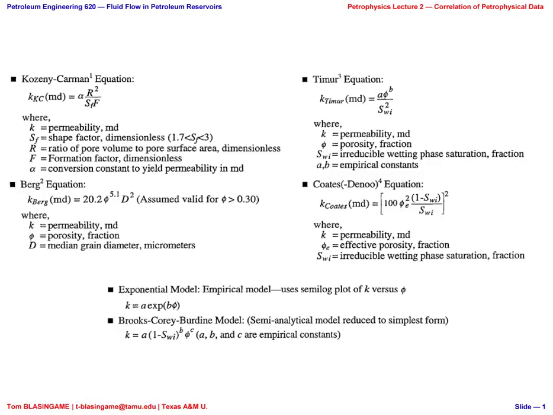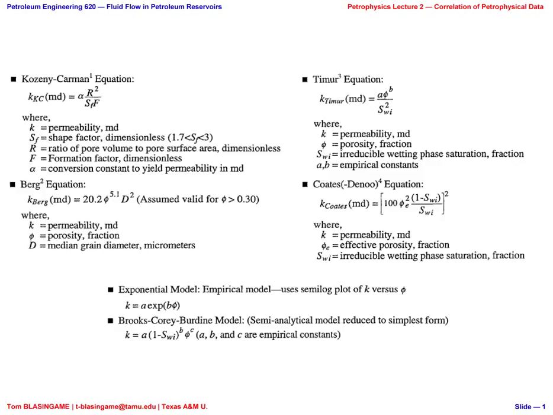Now, Timur, he came along in the late 1960s. Again, his goal was to estimate permeability from well logs. So what you would do, of course, is have core samples and have porosity and permeability data and also saturation data, fit it with an equation, and then use your log derived values for porosity and saturation to predict permeability. And again, why do we do this? So that we can put it in a simulator.